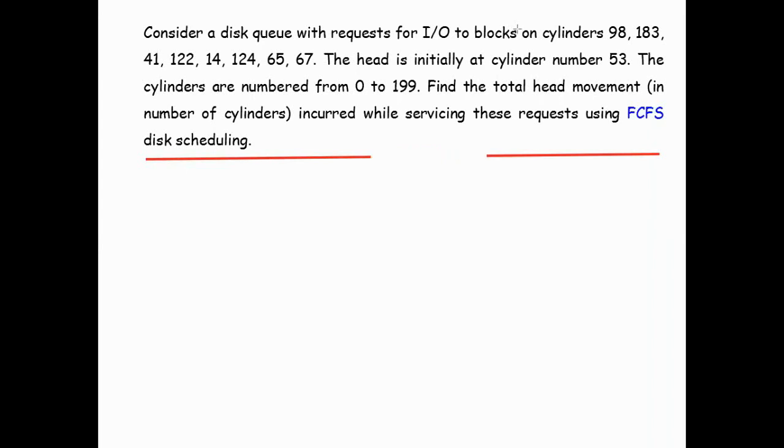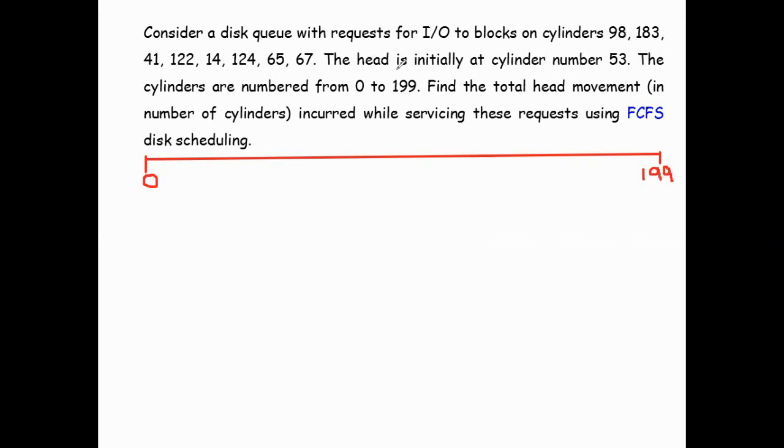Given the cylinders are numbered from 0 to 199, which means that there are 200 cylinders. Let me represent the number line. The number line should contain the given cylinder numbers arranged in ascending order. The range of the number line is marked 0 as the initial value and 199 as the final value, because it is given in the problem as the cylinders are numbered from 0 to 199.